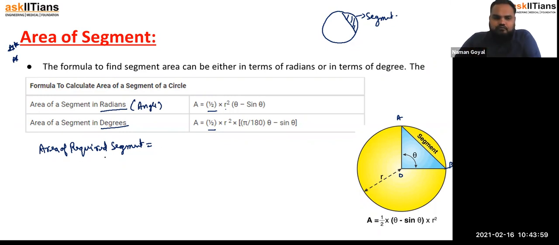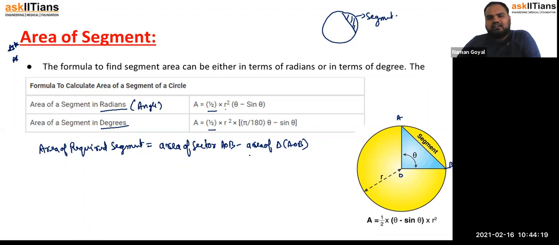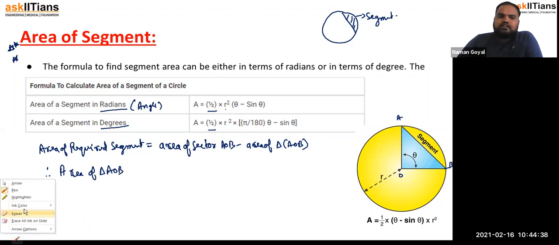Okay, now listen, what I do: area of the required segment is the area of sector AOB minus the area of triangle AOB. Now the area of the sector we already know, so our main task is, we want to find the area of triangle AOB, right? So listen carefully. Now listen how we find this. For finding the area of any triangle, what do we need? Two things: one is height and second is base.